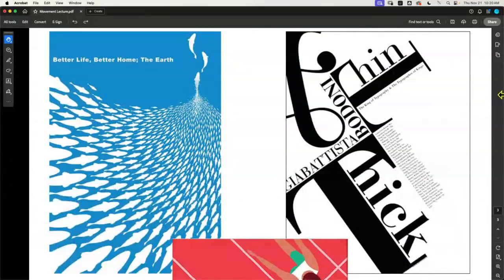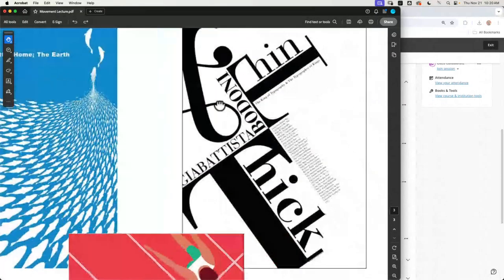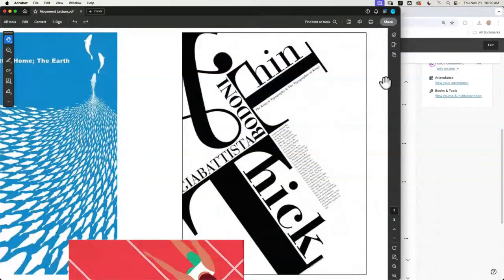Movement and typography. All right, let's see if I can get this moved over. There we go. Get that centered up a little bit better.